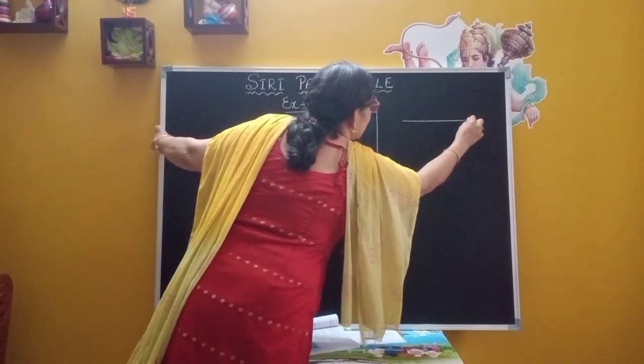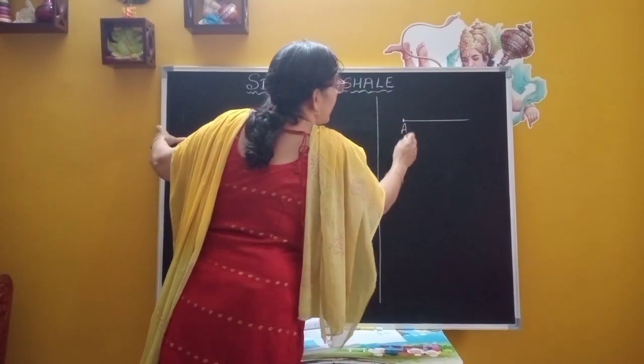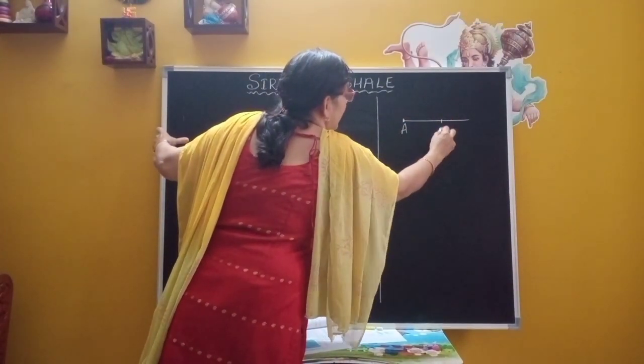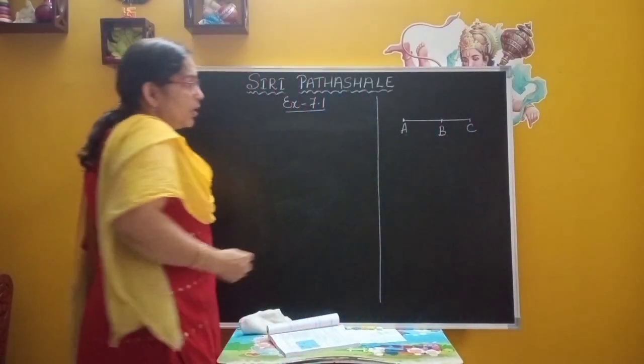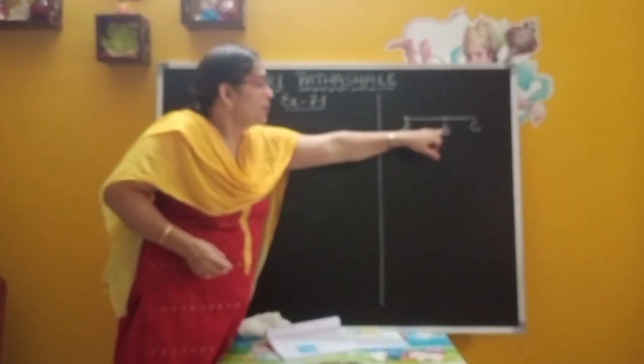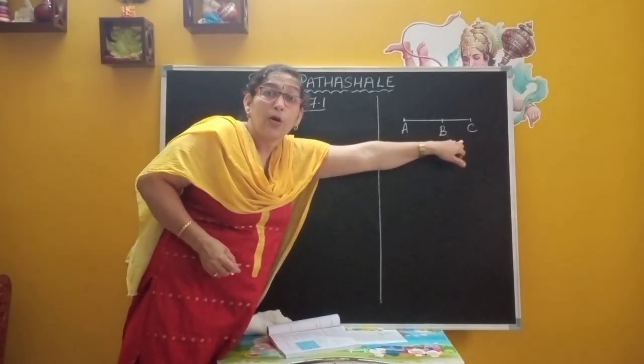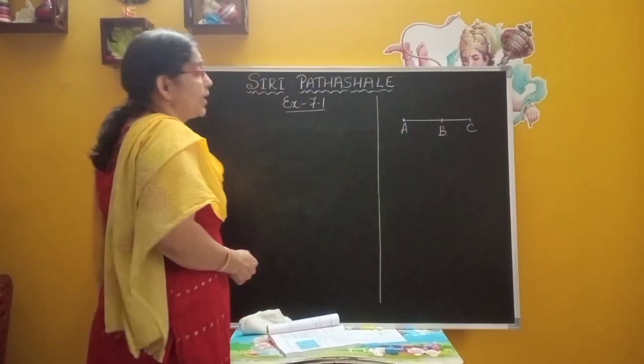There are 3 cases here. So if I take this point as A, here this point as B, and this is C. Now we say A, B and C are collinear points. That means they are lying on the same straight line.